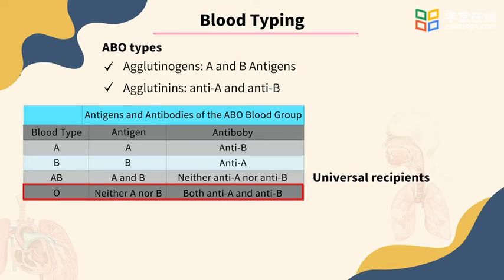Meanwhile, O-type individuals don't have A or B antigens, but have antibodies for both. That means that they can only accept other O-type. Type O cells don't have any antigens and won't be attacked if given to a person with blood type A, B, or AB. This is why a blood type O person is known as the universal donor.